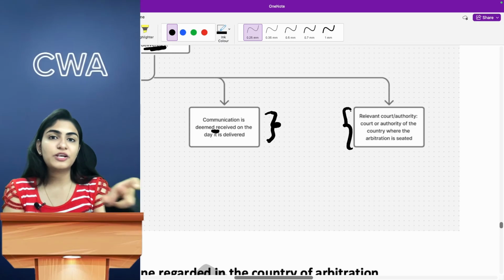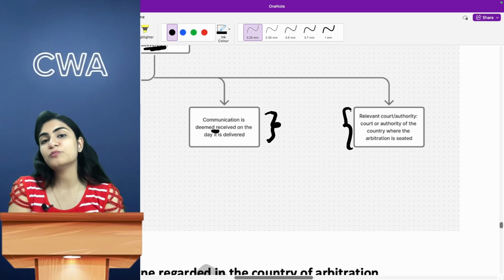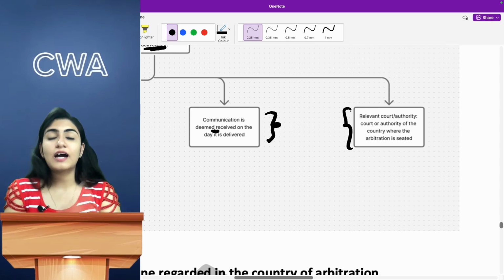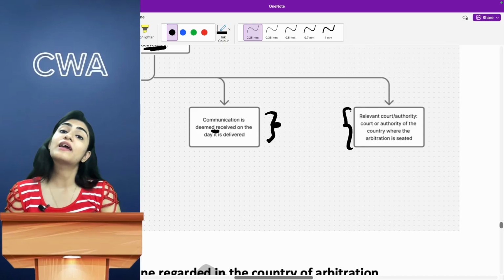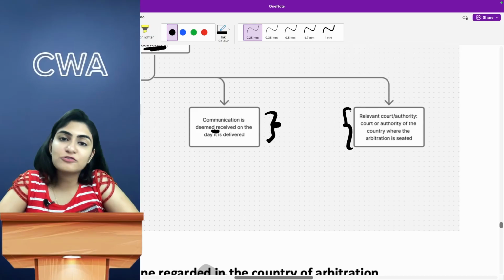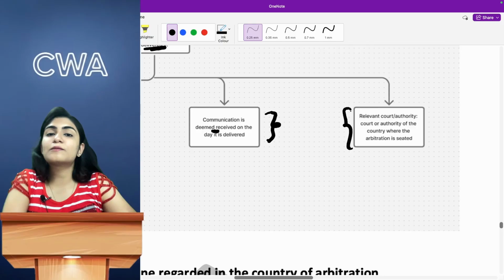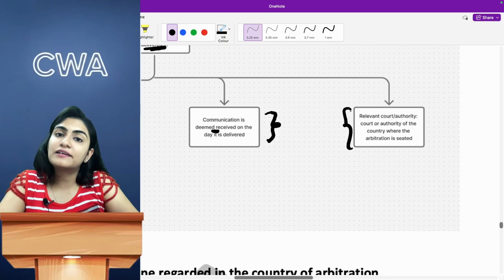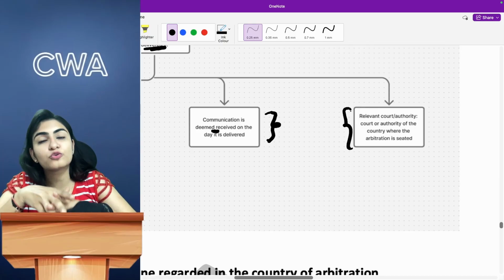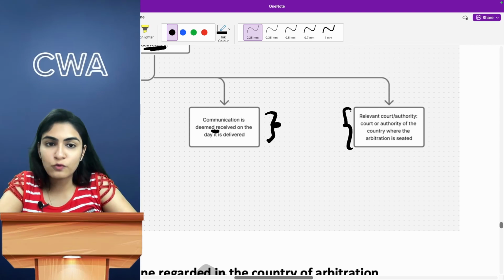Because let's say, ma'am, arbitration has been opted for, and this person is from India, that person is from UK, and they have discussed that the arbitration proceeding will happen in UK, but they did not discuss where any court proceedings would happen if required. In such a scenario, the court of the place where the arbitration proceeding is happening, meaning that country's court, will prevail. If you have to go to court, you can go to that country's court. In our example, it will be the UK court.